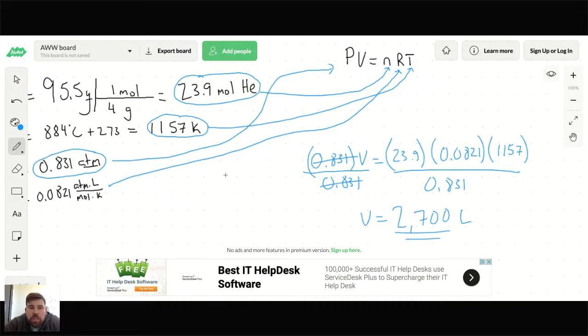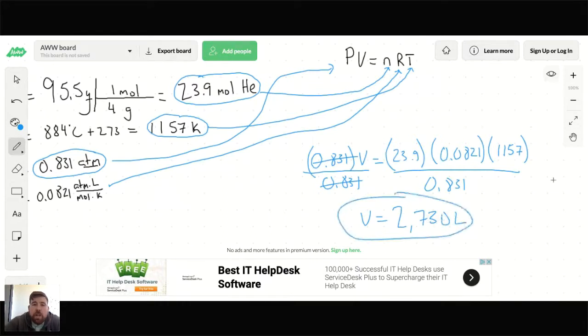I ended up choosing 2 significant figures. Actually, I don't know why I chose 2 significant figures. It should have been 3. I am so sorry about that. So let's quickly do it one more time. 23.9 times 0.0821 times 1,157, divided by 0.831 gets us 2,730. So we'll just quickly change that so we have the right answer here, 2,730 liters. And there we go.